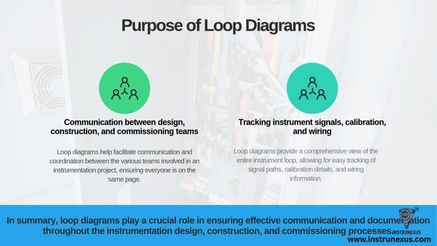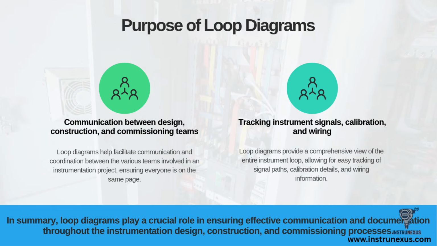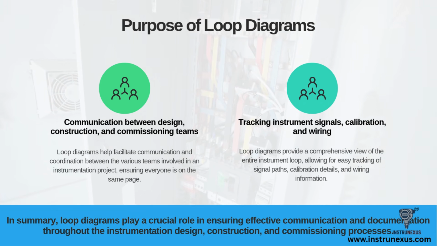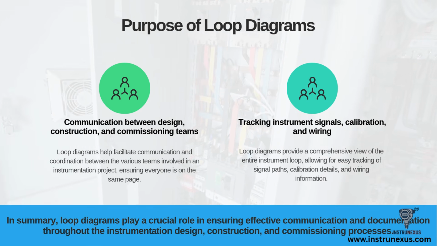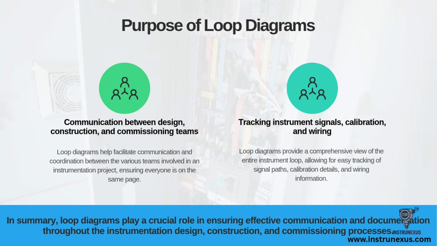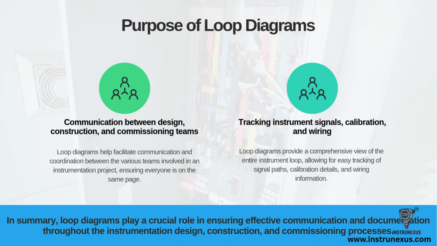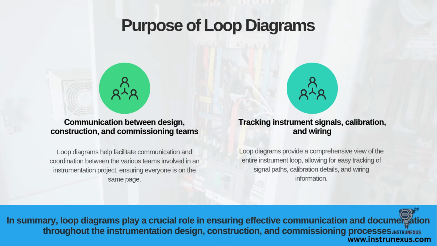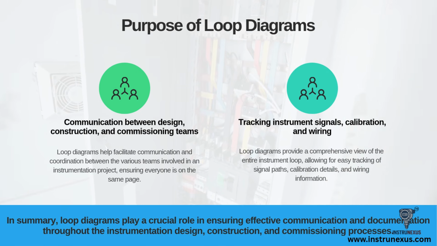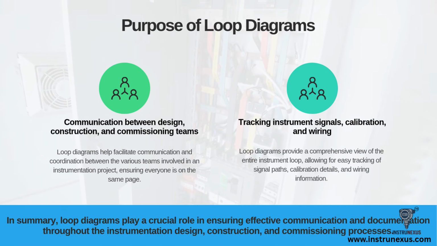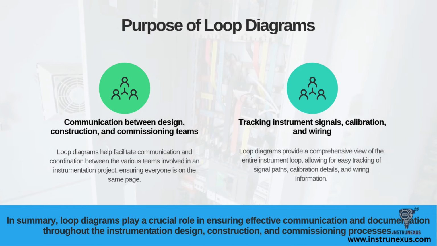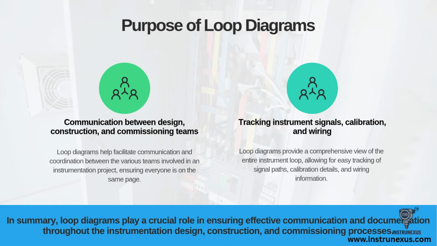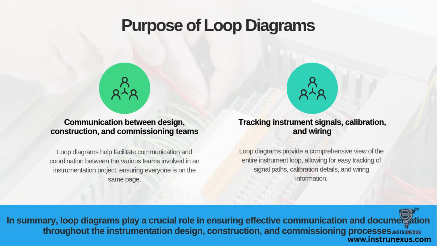A loop diagram provides a comprehensive, end-to-end view of the entire instrument loop. This allows an engineer or technician to easily trace a signal's path, from its origin at the field sensor, through every junction box and terminal, all the way to the specific I/O channel in the control system. It also serves as the master document for calibration details and specific wiring information, such as cable tags and wire colors. In short, these diagrams play a crucial role in documentation and communication throughout the project.